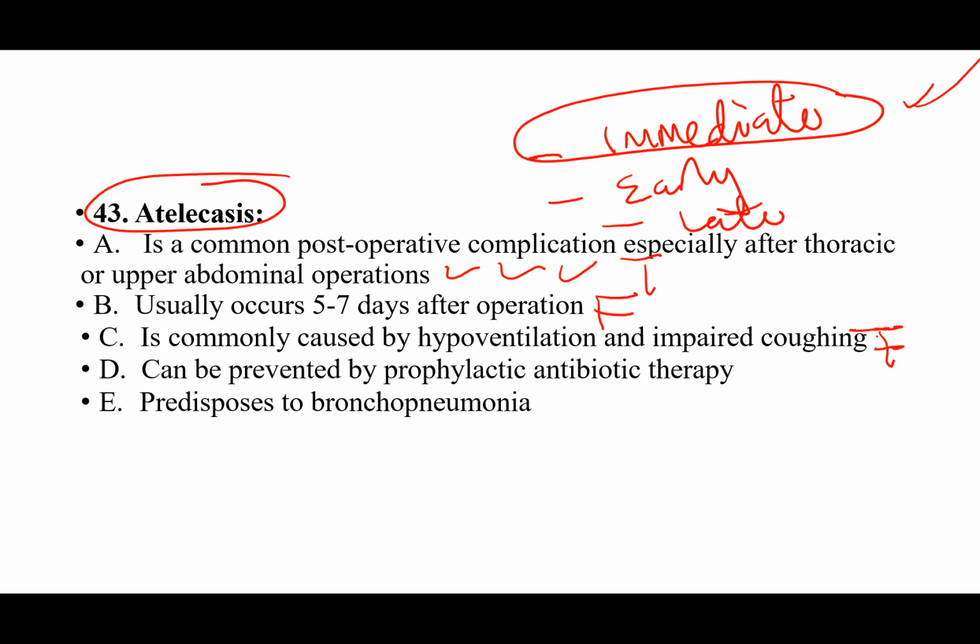The patient doesn't want to breathe because of pain. He's having hypoventilation and it's not coughing out secretion. It will accumulate, block the bronchioles, and will develop atelectasis. So let me cancel this one and put true. Can be prevented by prophylactic antibiotic therapy. Is this true? False. Predisposes to bronchopneumonia. True, yeah, it's true.